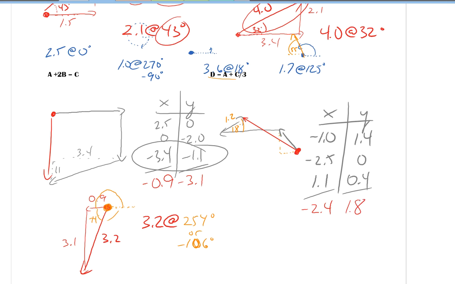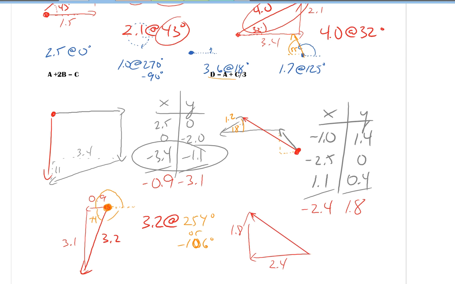All right, so I've got my two totals. Now I'm going to put them together and make a new triangle. I've got -2.4, so 2.4 to the left, and then positive 1.8, so 1.8 up. Then my answer would look something like this, which is what it looked like over here, which is perfect.